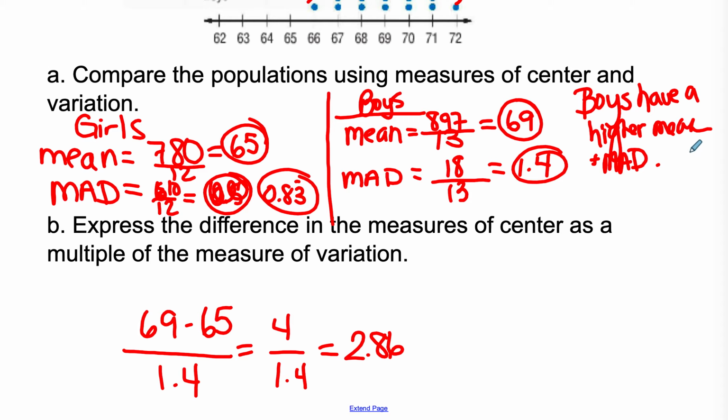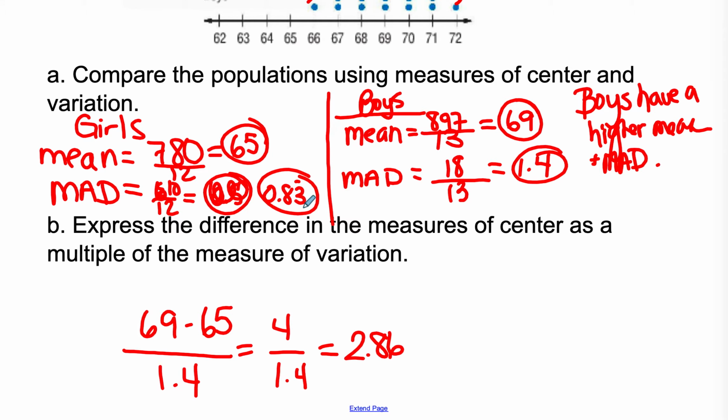I picked the second one. You could have picked the first one. It doesn't really matter which MAD we use. So we subtract 69 minus 65 is 4, and then we divide by our MAD of 1.4, and I got 2.86. If you divide it by 0.83 repeating, then you would have a slightly larger value.